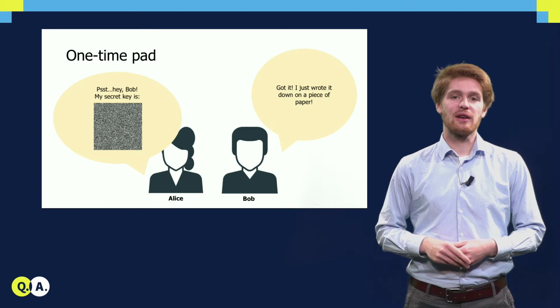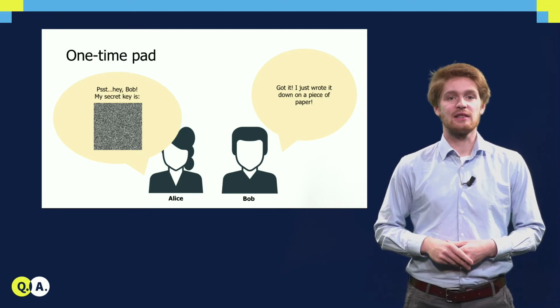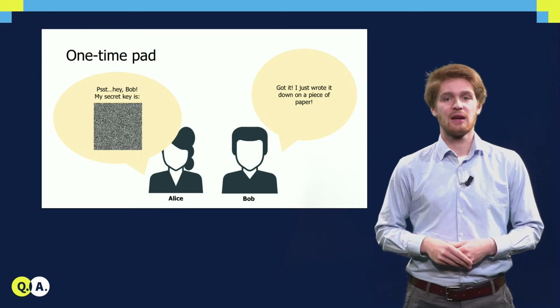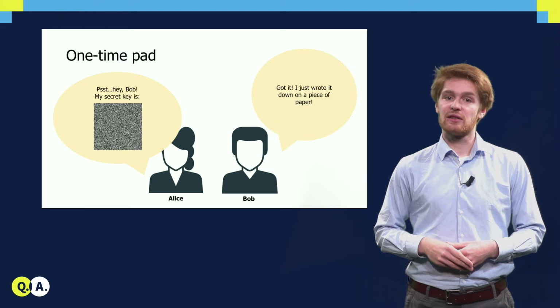The first step in the one-time pad scheme is that Alice creates a secret key, here depicted on the left as a black and white pixel image. The key should be chosen completely random in order to guarantee security of the scheme.